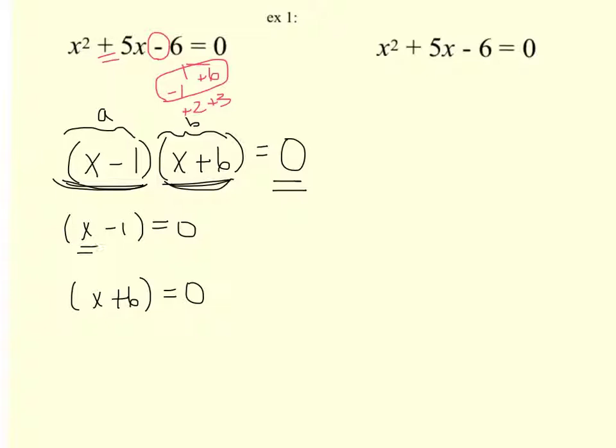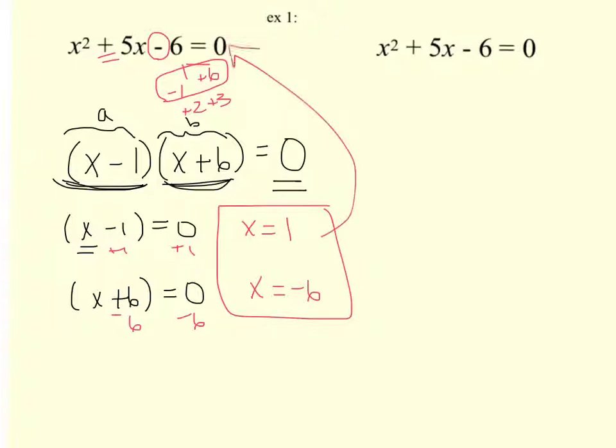What would x have to be in order to make this 0? Well, using simple inverse operations, I find that x could equal 1. Using inverse operations down here, x could equal negative 6. Both of these answers would satisfy this equation, resulting in a true statement. Let's test it out really quickly.